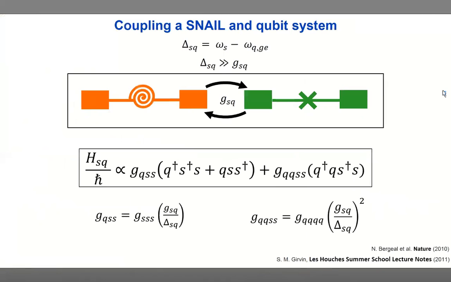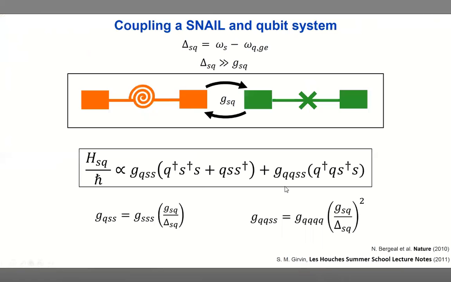One of those third-order terms that I'm particularly interested in is this GQSS, where you'll see that if I drive my S mode, I gain one photon each in the qubit and the snail. And this two-photon parametric gain process is exactly the process that's going to be responsible for inverting my qubit. And I'm going to explain that a little bit later.